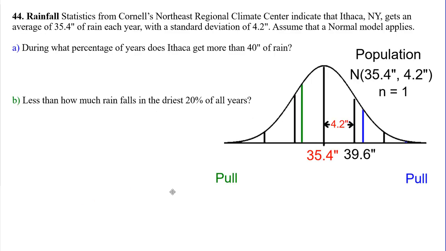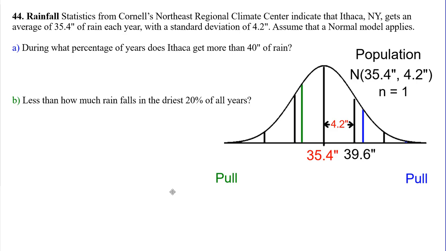All right, so let's work the two examples, the even problems that are not in the back of the book, and then on the back side of the assignment, you can do the odd ones on your own and check your work. So 44 is about rainfall. It says stats from Cornell's Northeast Region Climate Center indicate that Ithaca, New York gets an average of 35.4 inches of rain each year with a standard deviation of 4.2. Assume that the normal model applies.